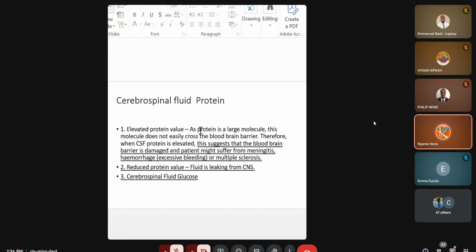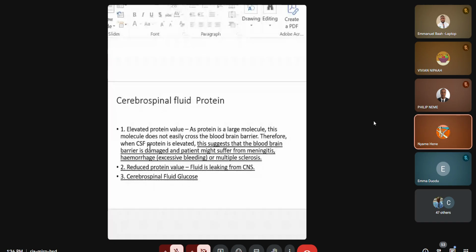So they're saying that as protein is a large molecule, this molecule does not easily cross the blood-brain barrier. Therefore, you see it does not easily cross. So it means that a portion or an amount has to cross. You understand? It has a threshold that it has to cross. So when CSF protein is elevated, this suggests that the blood-brain barrier is damaged and patients might suffer from meningitis.